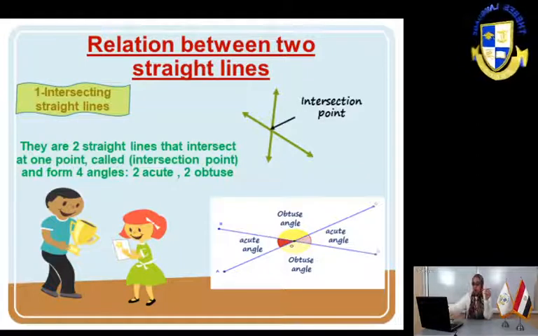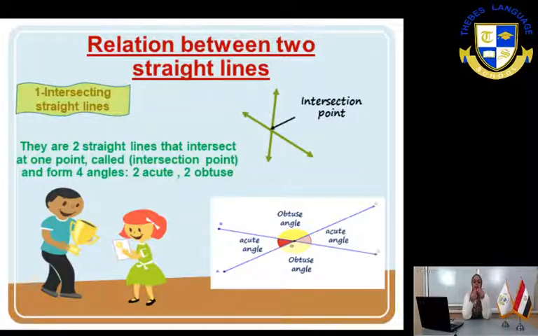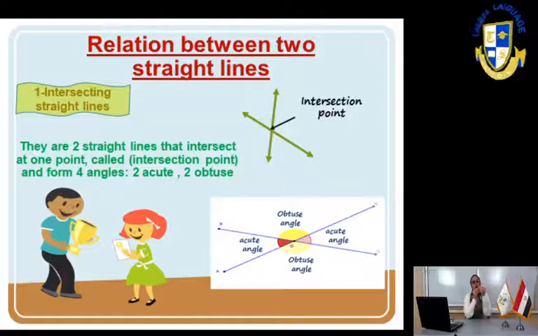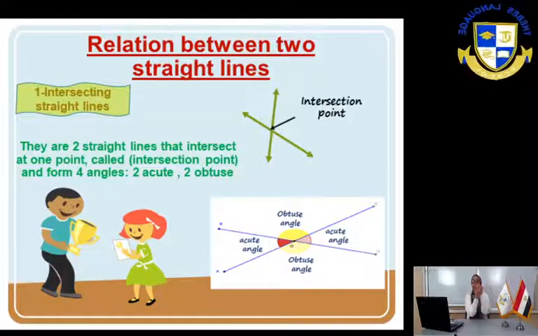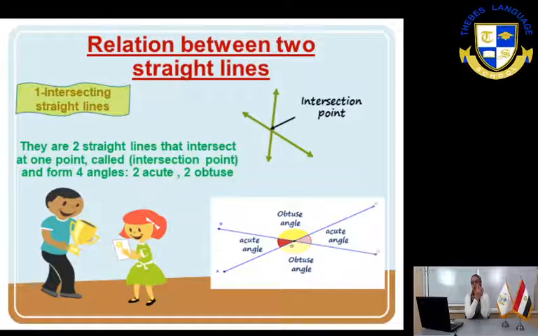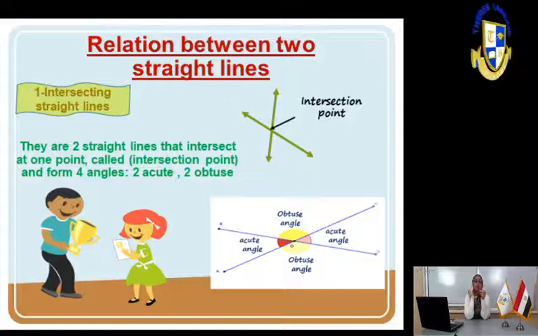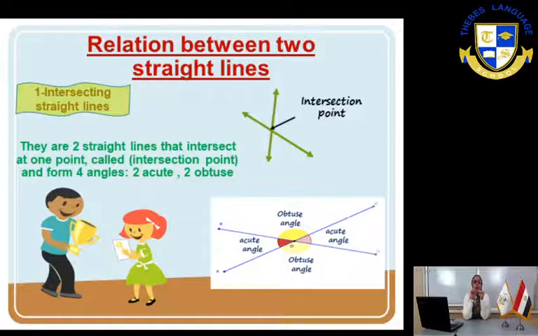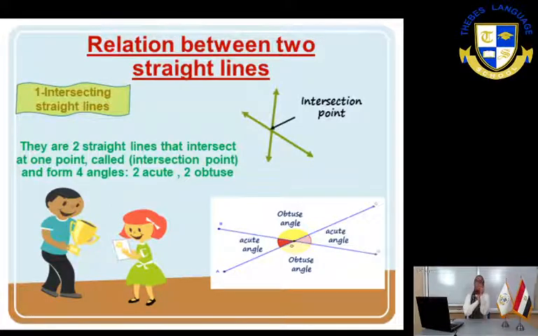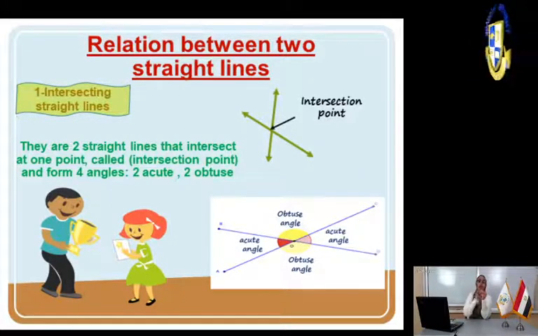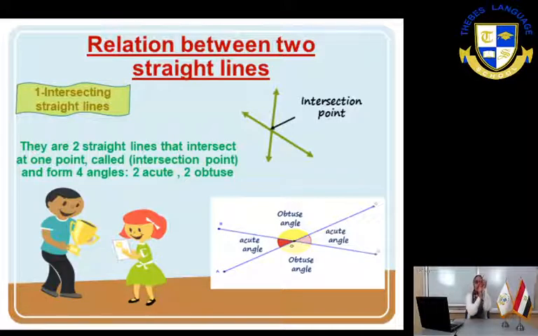If we have two straight lines and they intersect each other like that, they intersect at one point. This point we call the intersection point. Intersection point. Okay? And look here, here we have a space between these two rays. This space, what do we call it? Yes, excellent, angle. So we have here an angle and another angle here and a third angle here and a fourth angle here.